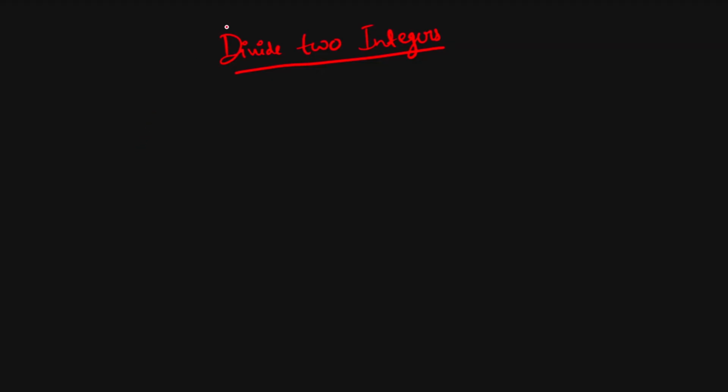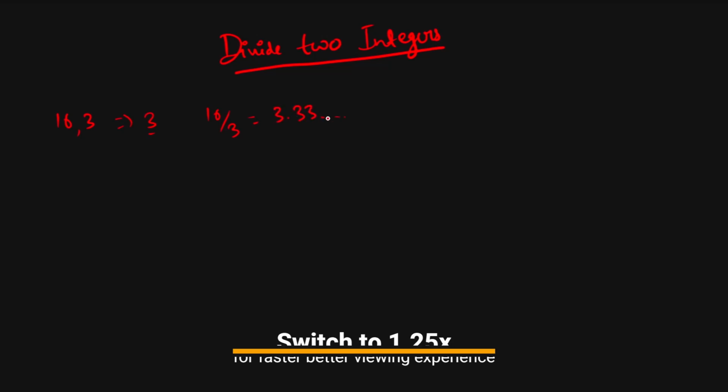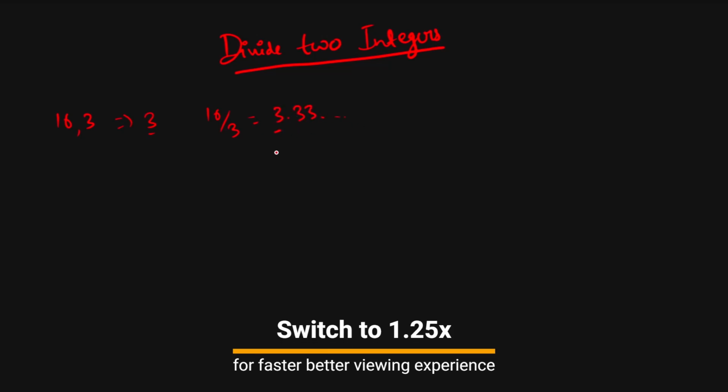Hello everyone, today we are going to solve the divide two integers problem. In this problem we are given two integers and we have to divide them such that we can't use any multiplication, division or mod operator, and we have to return its integer part. So 10 divided by 3 will be 3.33, but I have to give only the integer part.